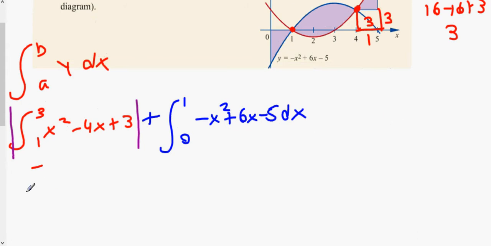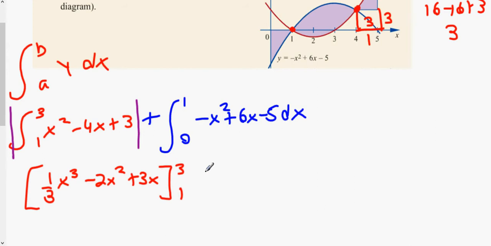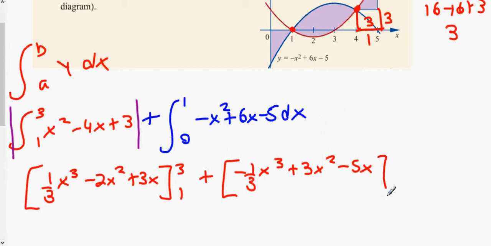So we're going to integrate this, and what we're going to get is a third x cubed minus 2x squared plus 3x, that's all from 3 to 1, plus the integral of, that's going to be minus x squared, so it's going to be minus a third x cubed plus 3x squared minus 5x from 1 to 0. And we're going to have to add the two of these together. So we're going to get the first one.